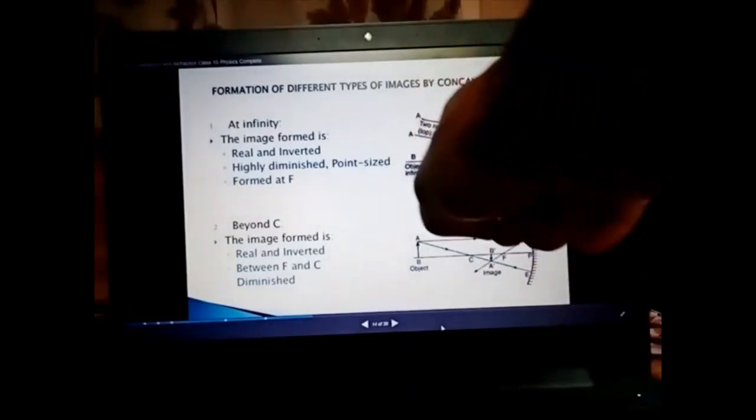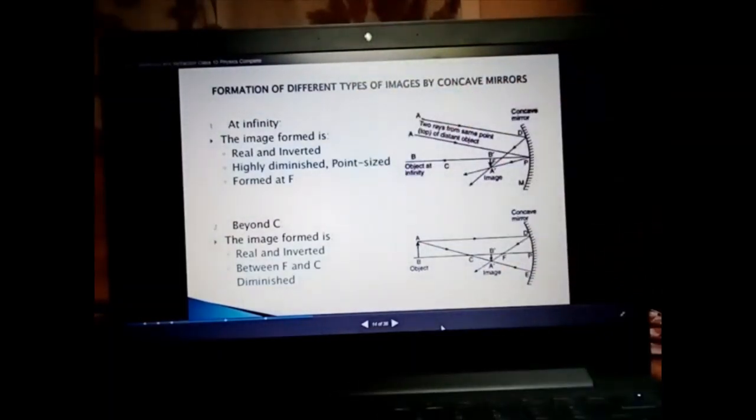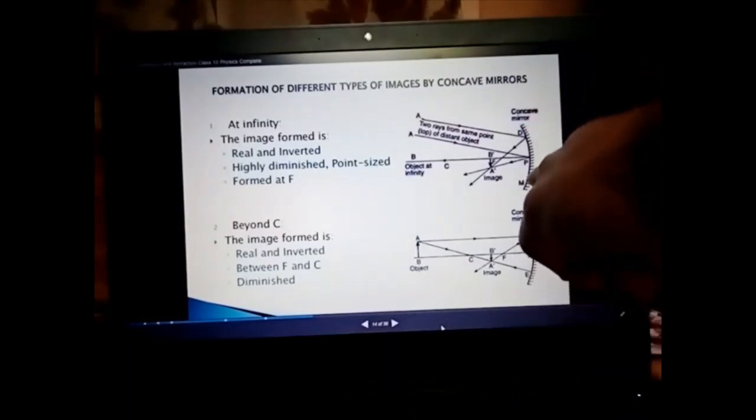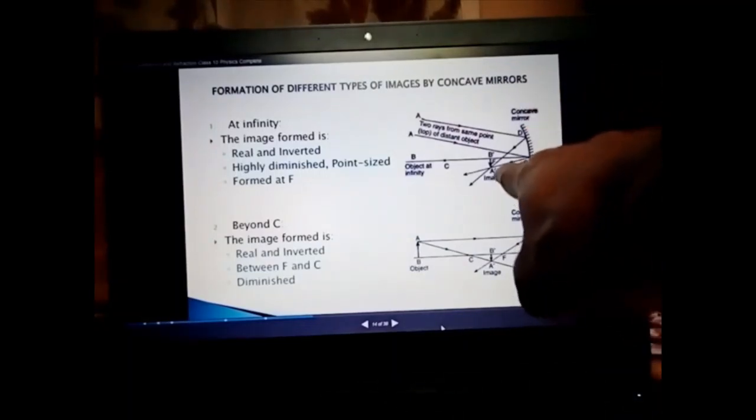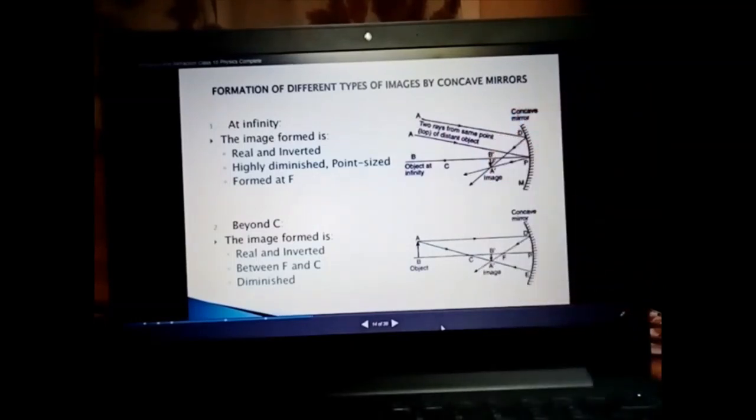They are coming from the object which is kept at infinity, and after reflecting through this concave mirror, the image formed is at A dash B dash, and the image is formed at the point F, that is known as the focus, and we can say that the image is formed at focal plane.